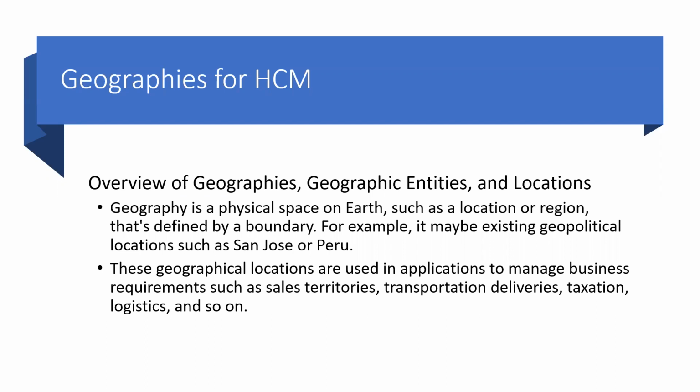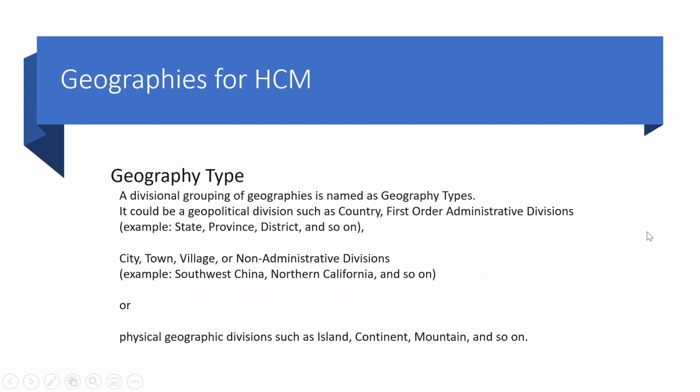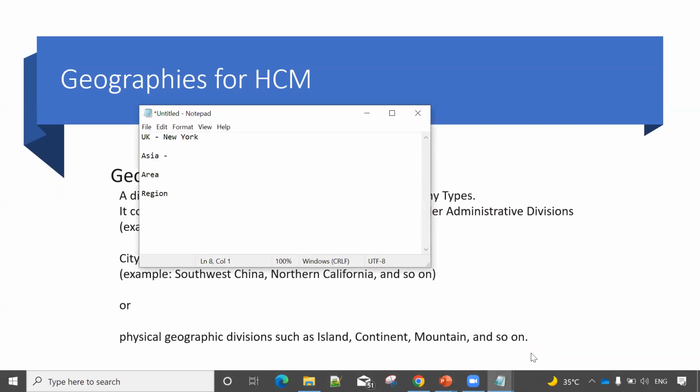And definitely for taxation purposes, because if I'm defining the payroll or paying the salary, or if I'm buying or selling goods, I need to pay a tax. So we require geographies to manage business requirements such as sales, territory, transportation, delivery, and taxation. Now, what are the different geography types in HCM? It can be defined at different levels. Now, coming to an example.